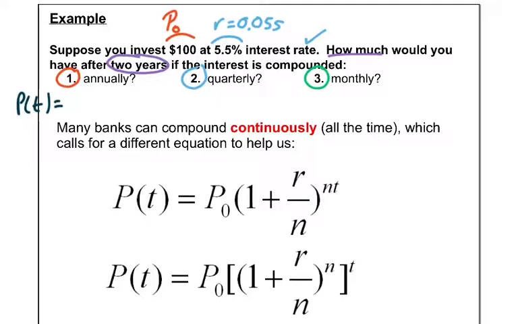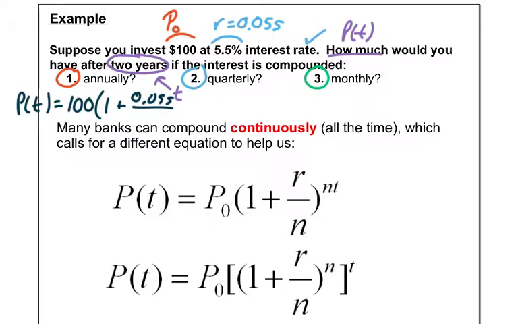Okay, what are we asking for? We're asking for P of t. What's the final amount after 2 years? And 2 years is t. I think we're good to go. Shall we plug it in? Here we go, friends. This should be P sub 0, which is $100, using our brand new formula, times 1 plus the rate over N. The rate here is 0.055 over N.